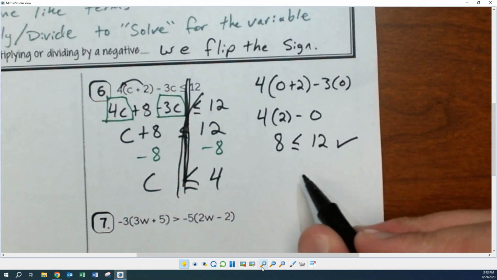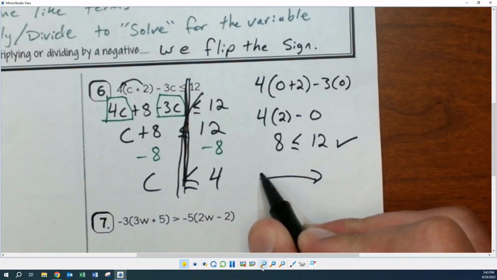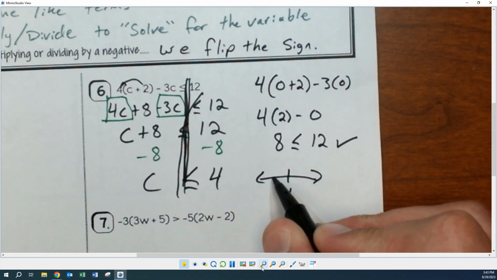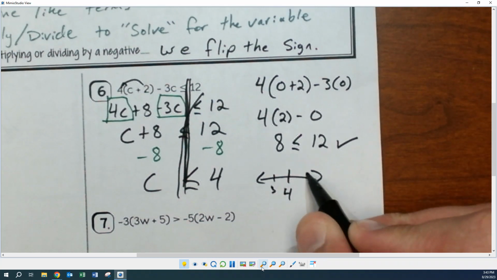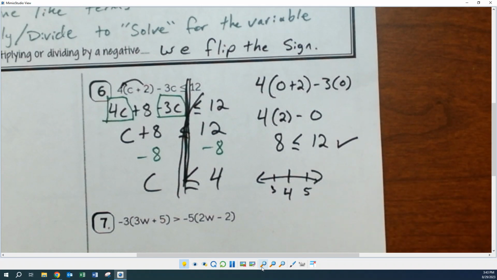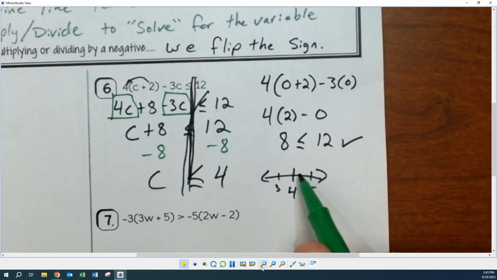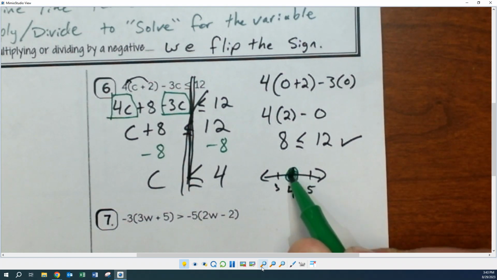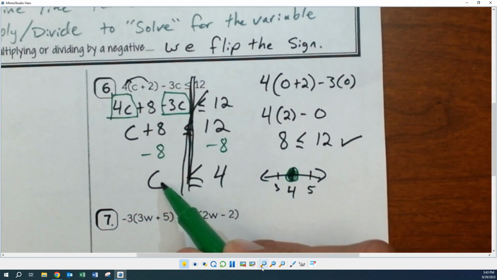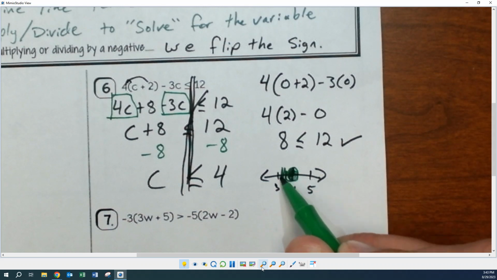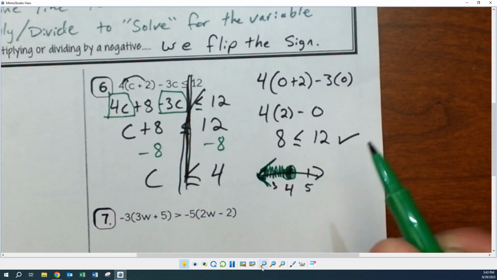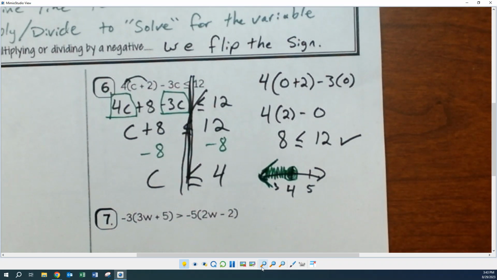If I was asked to show this on a graph, here's 4. Here's 3. Here's 5. 4 is where I start. It's equal to, so I color it in. And I shade less than, so I'm going to shade everything to the left. Anything that's less than 4. Any number that's less than 4 should work here.